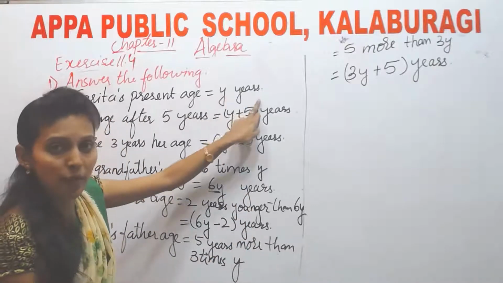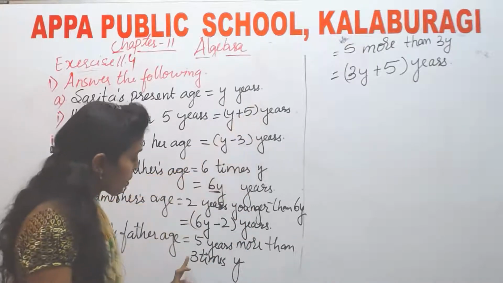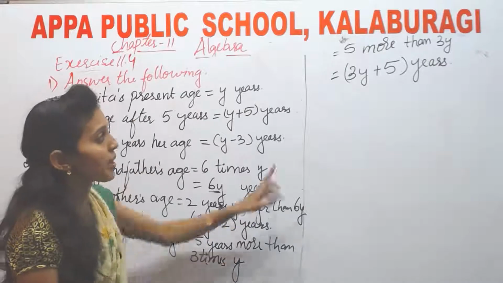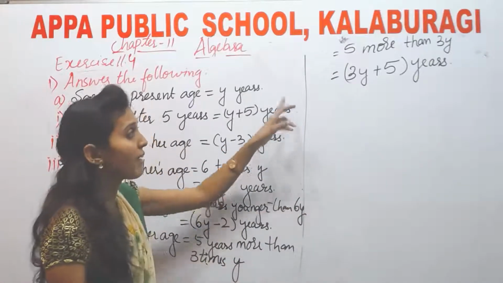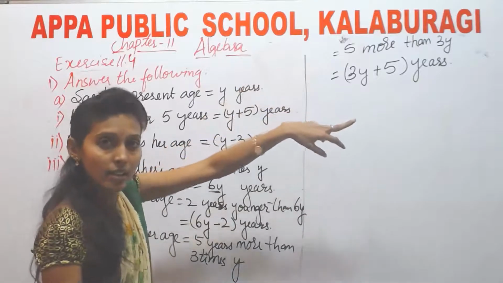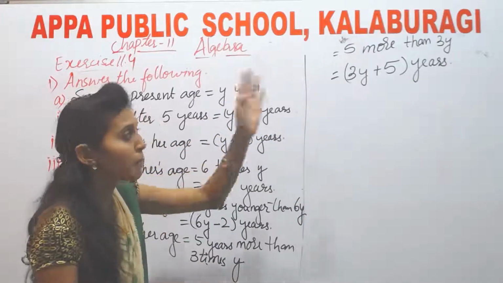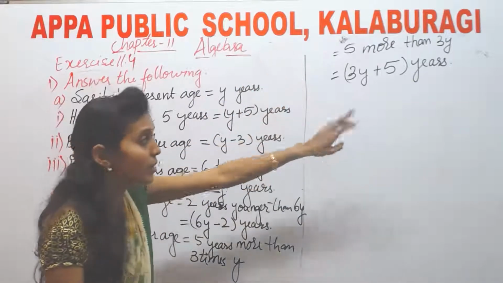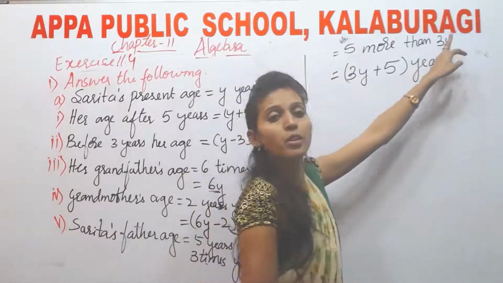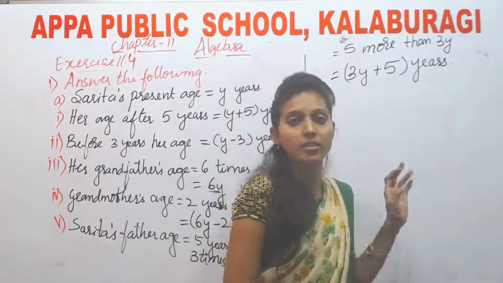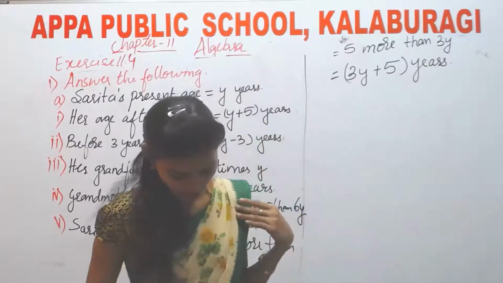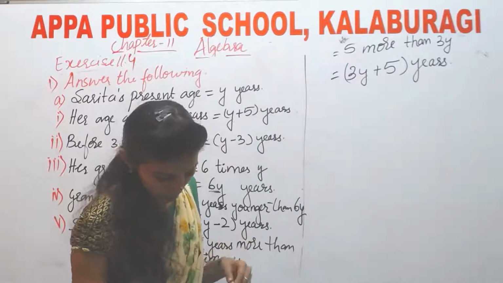See, Sarita's father is 5 years more than 3 times her age. 3 times y is nothing but 3y. Then 5 years more. 5 more than 3 is 8, but 5 more than 3y, again there is a number multiplied to 3, so 3y plus 5. Got it? Now we'll go to the second one.